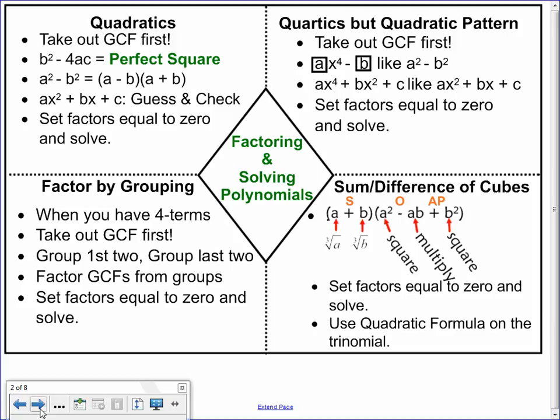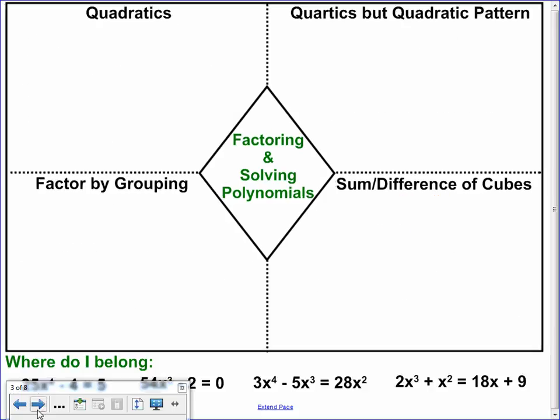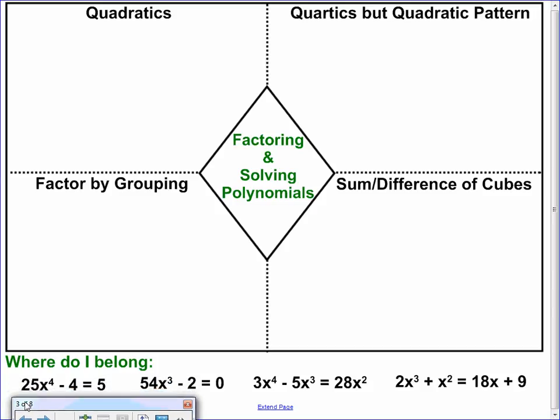And then sum and difference of cubes. How easy is it to recognize these? Yeah, they're going to have an x to the third. How many terms will these have? 2 terms. Okay, and that's how we set that up again, same idea. All right, so we have to recognize the different types of factoring. So let's get a little practice sorting where they go and reviewing each type.